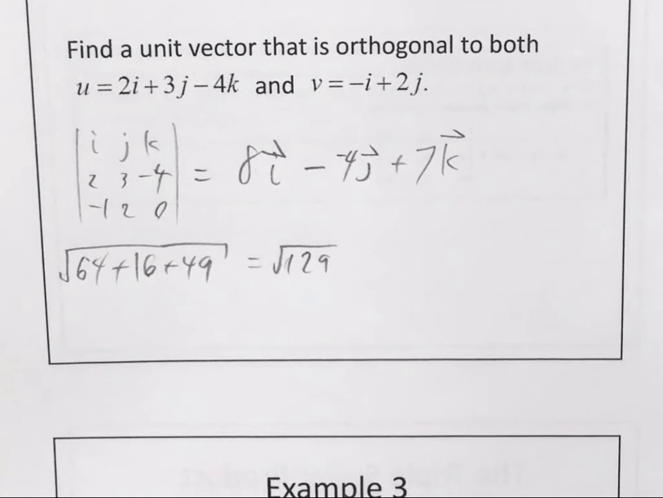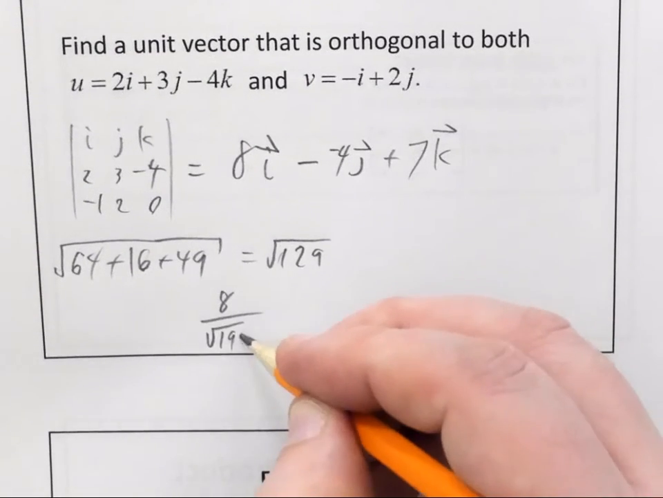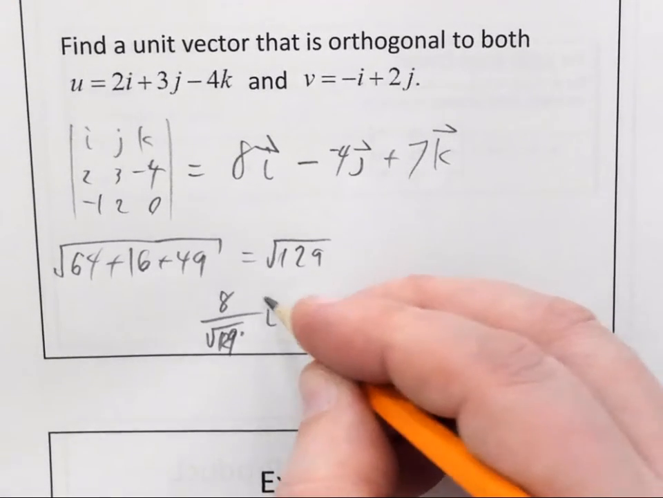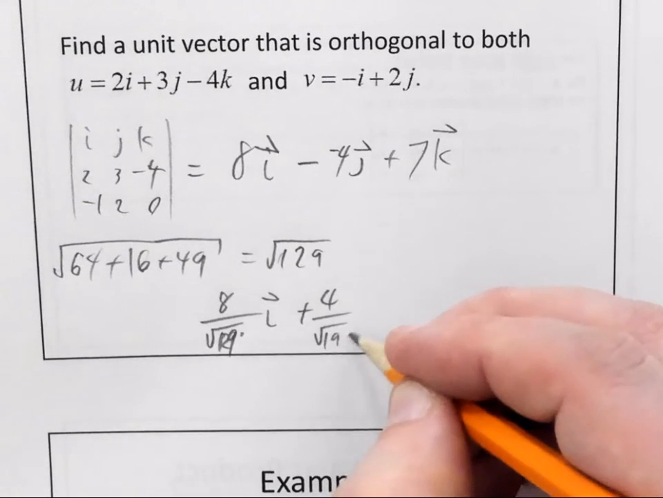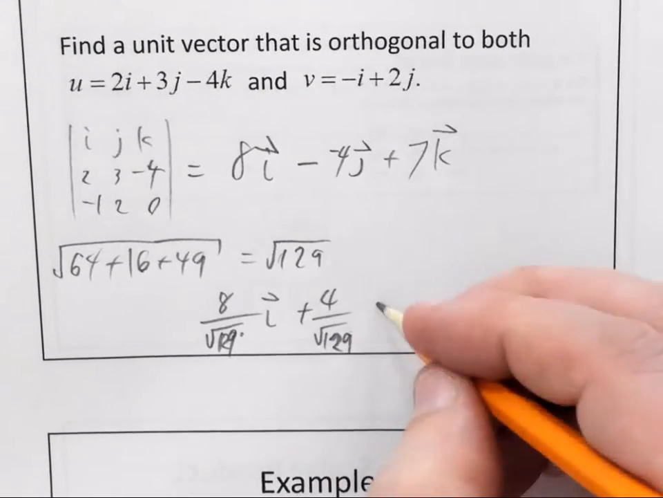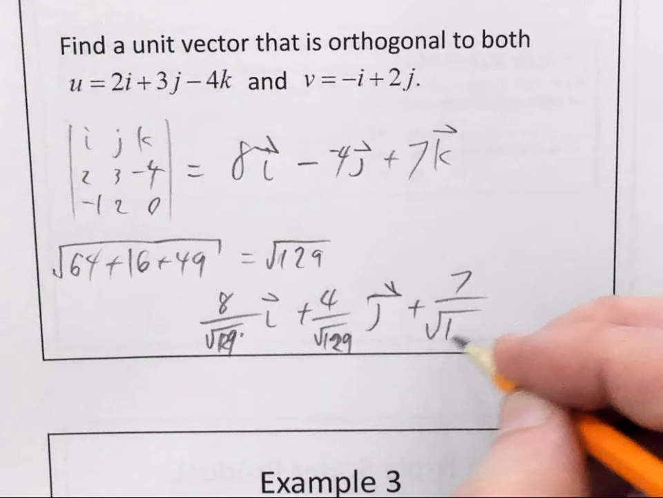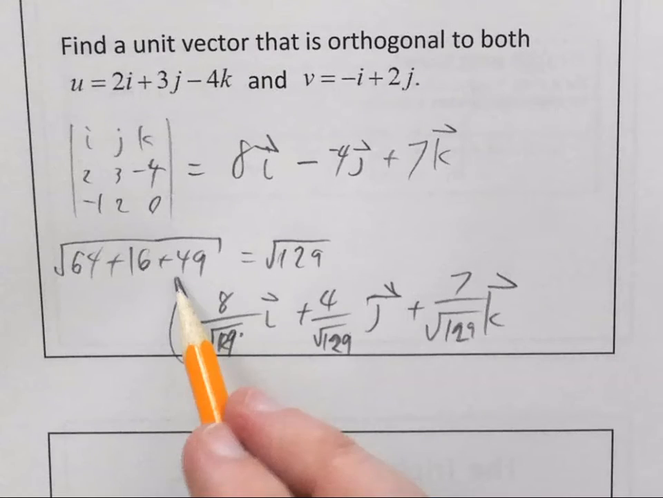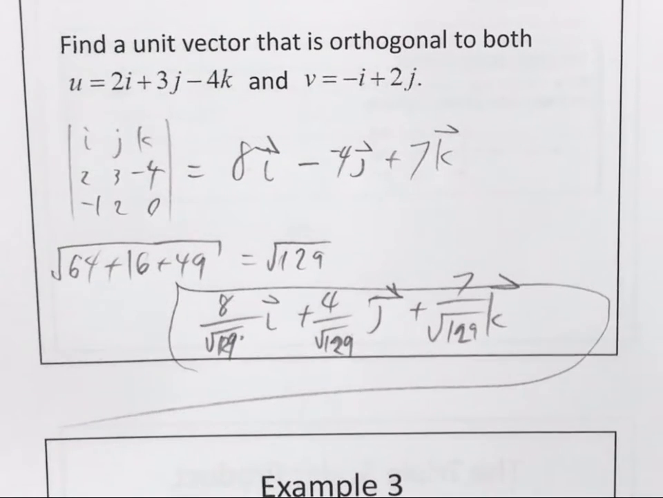129. Okay, so when I go to write this, I'm going to generate the vector. That's 8 over the square root of 129 times i plus 4 over the square root of 129 j. And then 7 over the square root of 129. Talking faster than I'm writing. 7 over the square root of 129. Okay.